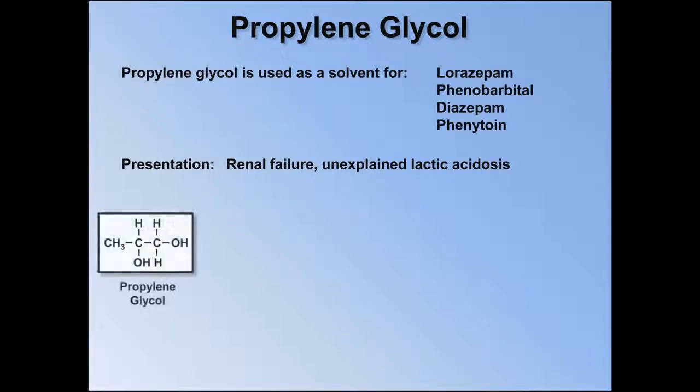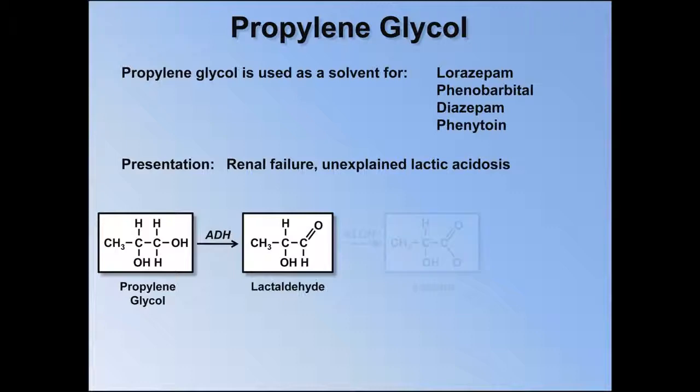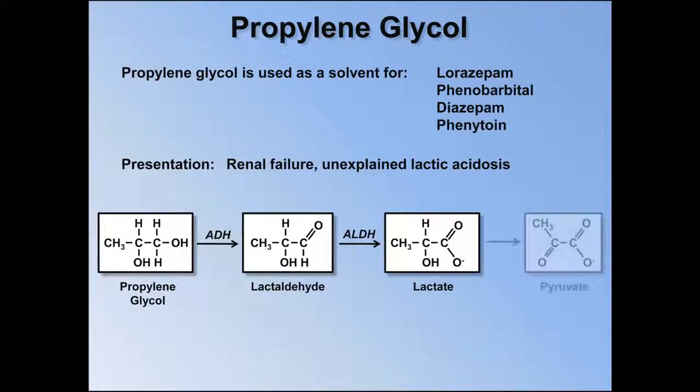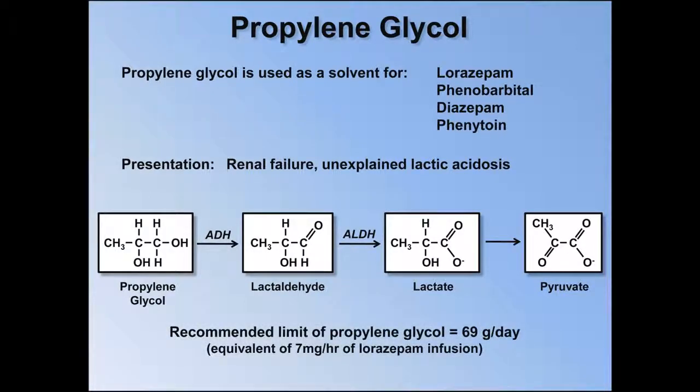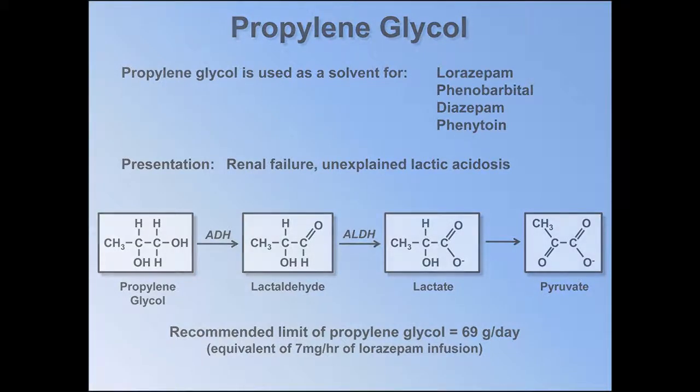Quickly, propylene glycol is oxidized first to lactaldehyde, and then again to lactate, thus the lactic acidosis. Eventually, the lactate is cleared by conversion back into pyruvate. An acceptable level of propylene glycol administration has not been formally defined, but commentary in the literature recommends a limit of 69 grams per day in patients with normal renal and hepatic function, which is the equivalent of 7 milligrams per hour of lorazepam. Other drugs are not infused at high enough rates to lead to propylene glycol toxicity by themselves, but will contribute to this problem if combined with IV lorazepam.